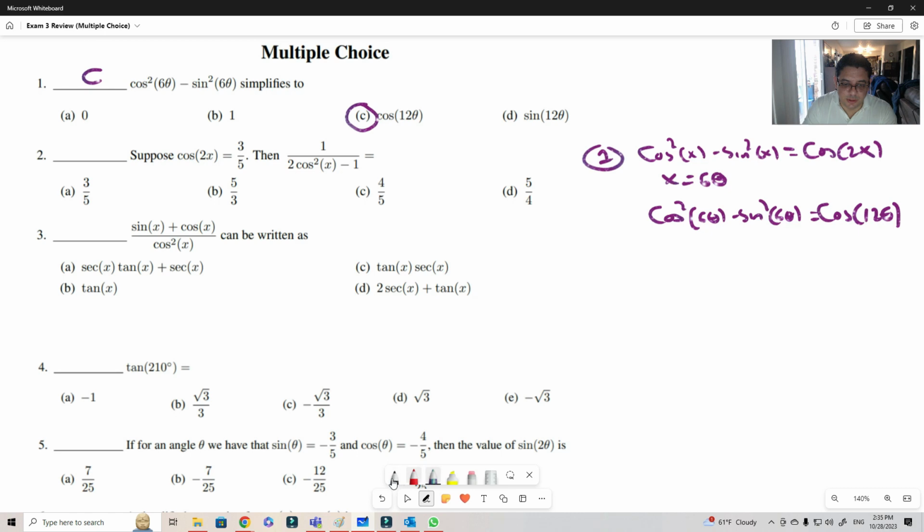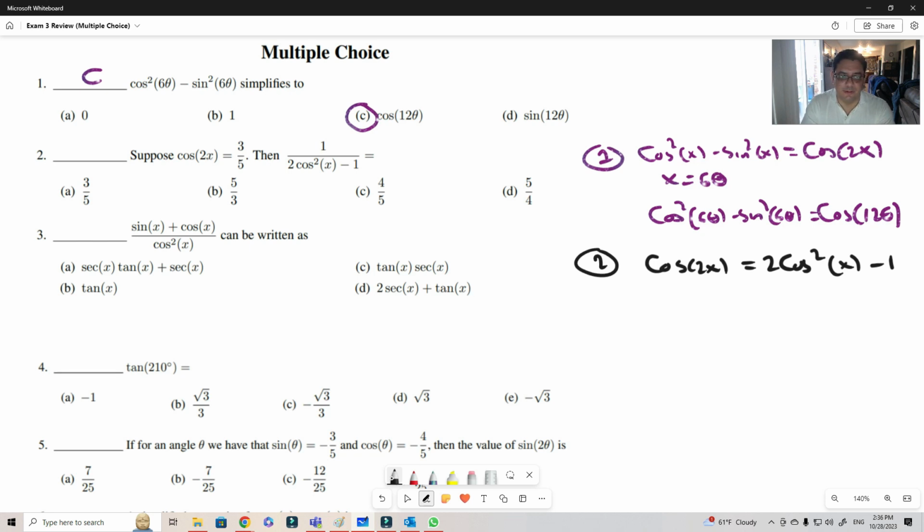Now for question number 2, we have information on what the cosine of 2x is, but then we want to calculate 1 over 2 cosine square of x minus 1. If that sounds familiar down below, it's because cosine of 2x is also 2 cosine square of x minus 1. That is one of the identities that relates cosine of 2x to the cosine of x.